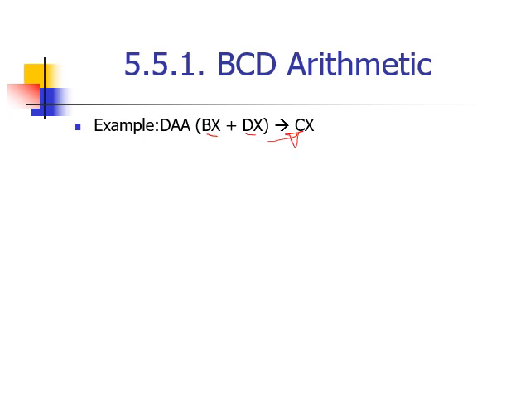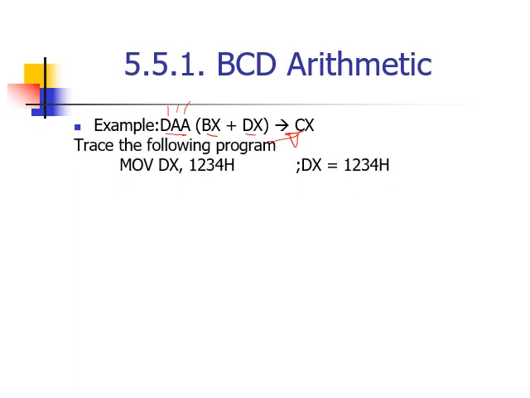Decimally adjust for addition. Okay, good. You move this value inside your DX. This value is BCD. So this is 34, this is 12, this is 30 in a packed kind of storage. This is placed in BX.